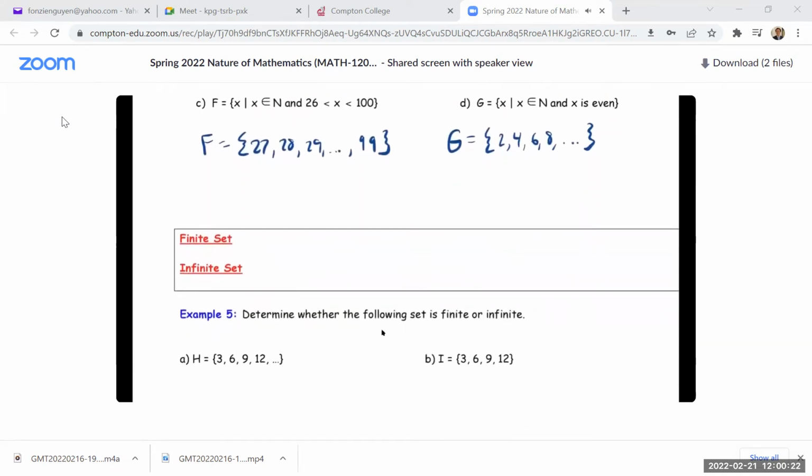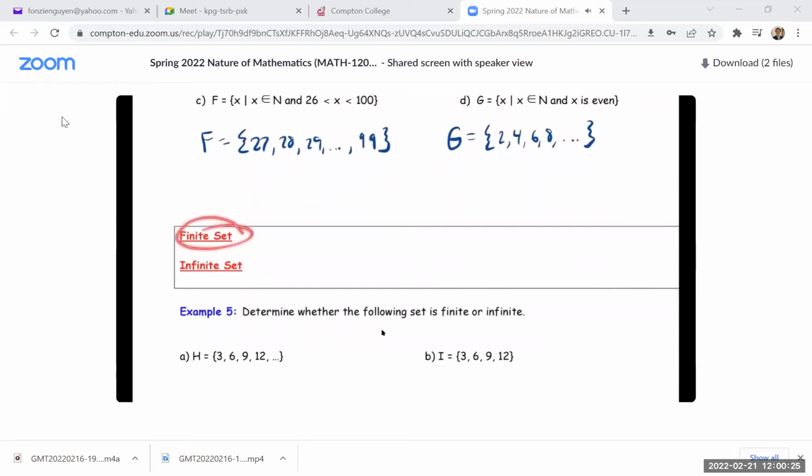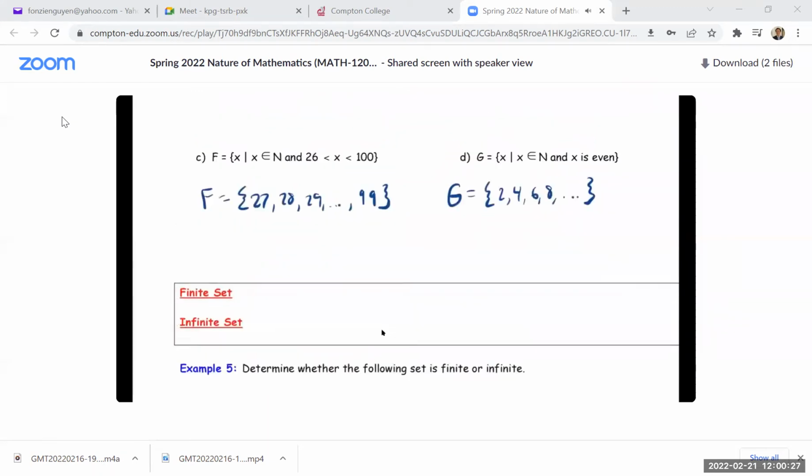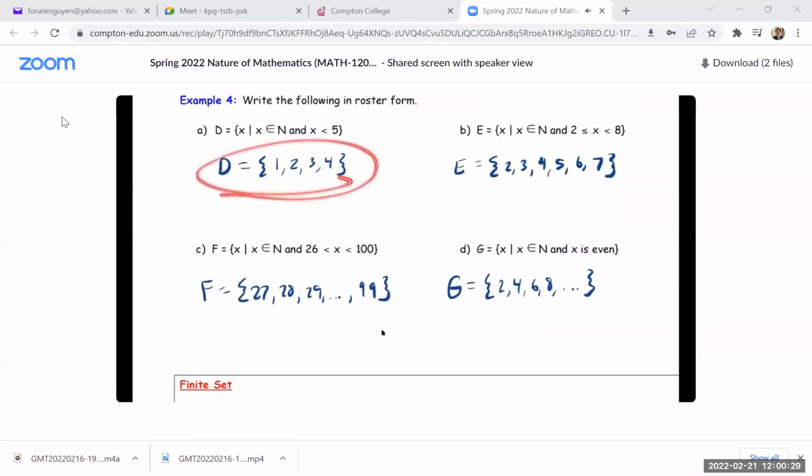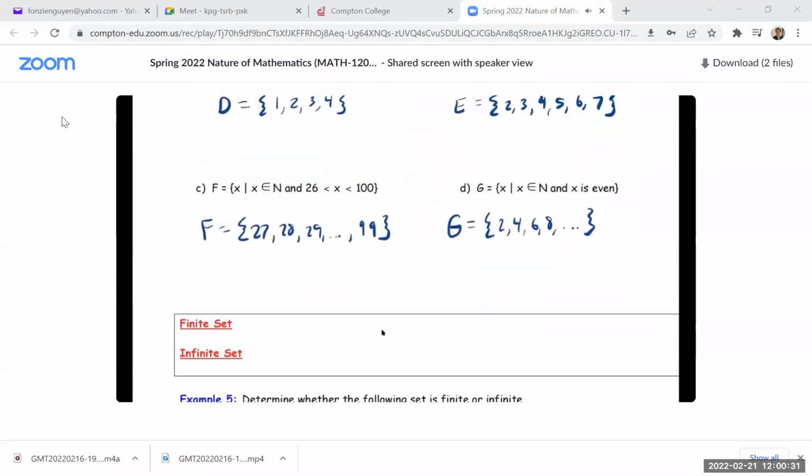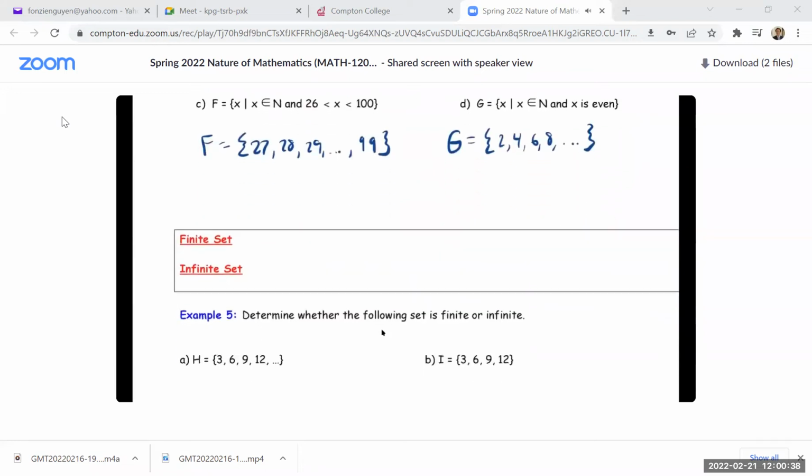Yeah, so we have two types of sets. We have finite sets and infinite sets. Finite sets are the ones that stop. Like this would be a finite. Even this one's a finite because it stops at 99. But this one continues forever because of the dot, dot, dot. So that would be an example of an infinite set.